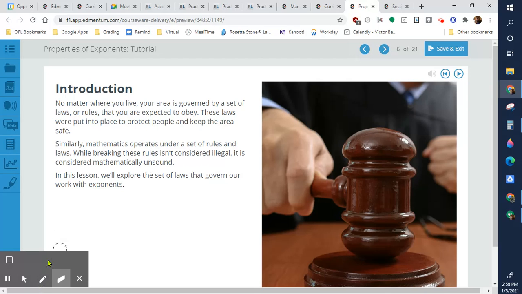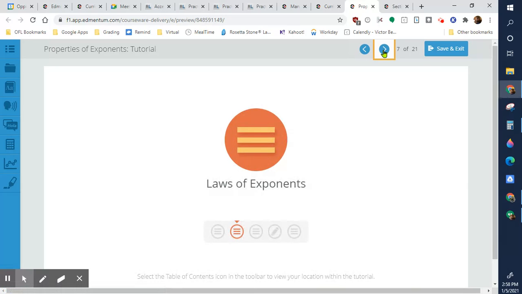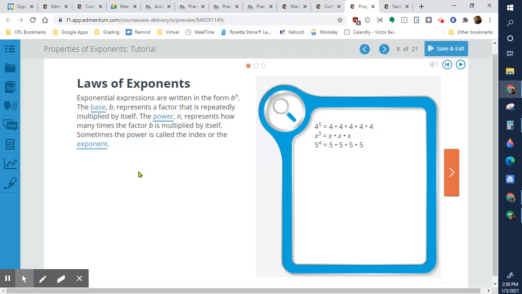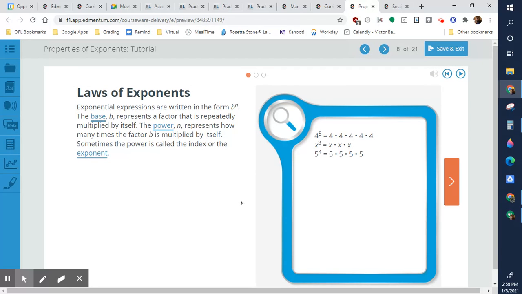So let's go on with this. Law of exponents. So one of the first laws, well, first we kind of want to know what an exponent is. So an exponent is something like, I don't know, 2 to the 5, where 2 is known as our base.